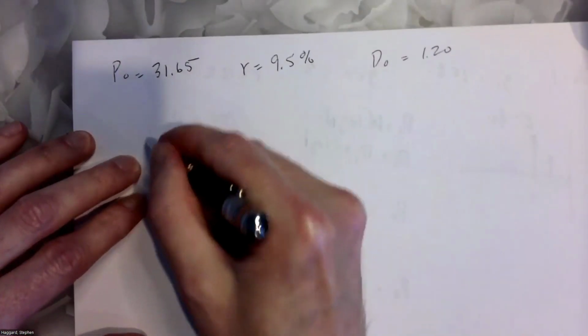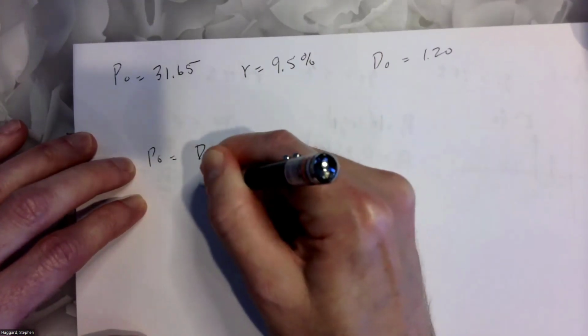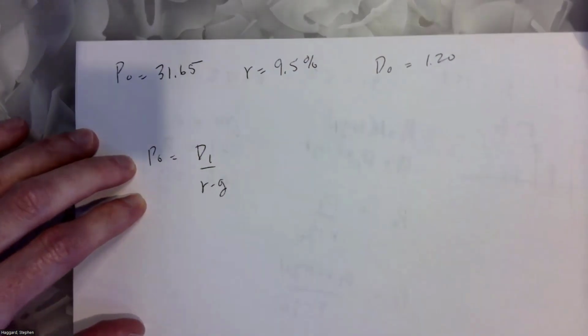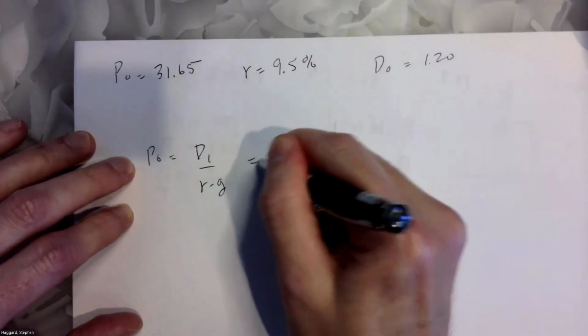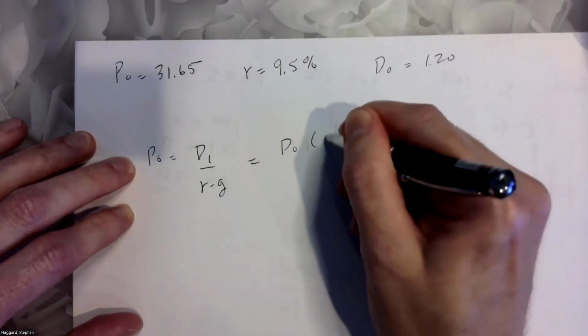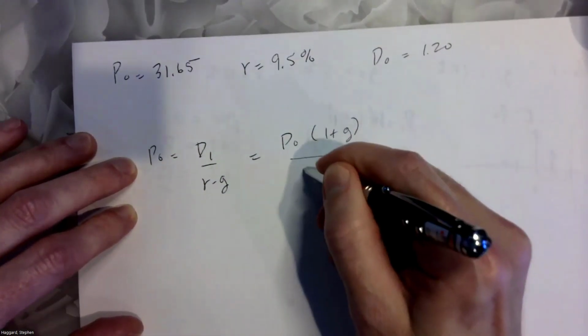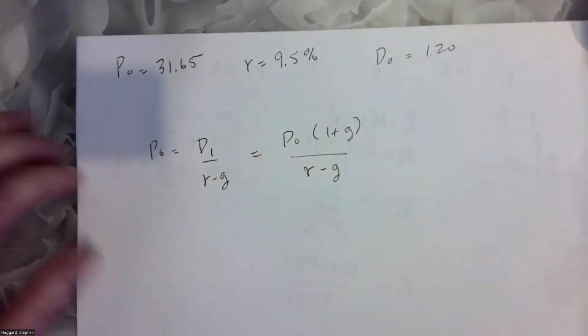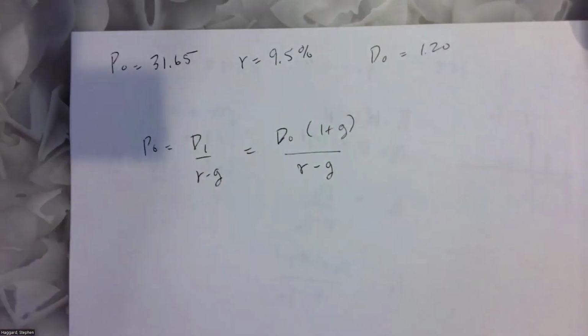So we know that P0 is equal to D1 over R minus G. But we do not have D1. What do we have? We have D0. And so we're going to have to multiply by 1 plus G, divide by R minus G. My P's and D's look too much alike.